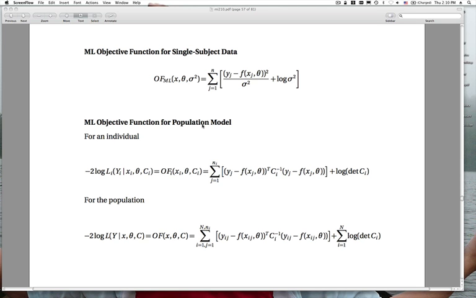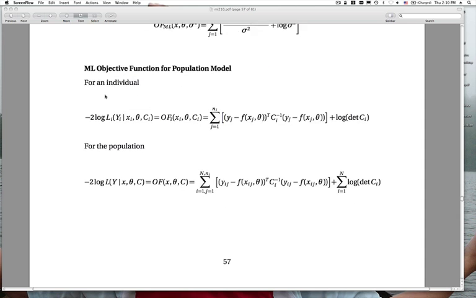So next we'll shift gears to derive the objective function now for the population estimation case. Remember the individual level objective function? This was based on a normal probability density function with the assumption that the error was normally distributed, and that was described by some summation across all the data points of the observed minus the predicted squared, divided by the variance, plus the log of the variance.